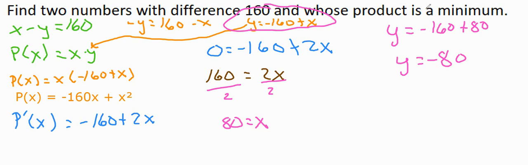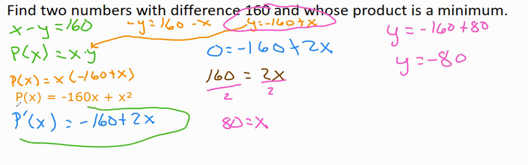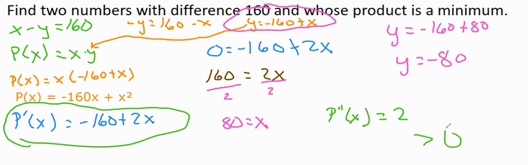And just as a quick little aside here, an extra bonus, when we take the second derivative of this, that's going to give us that P double prime is going to be, the derivative is 2. And since the derivative here is greater than 0, it's going to be a local minimum.